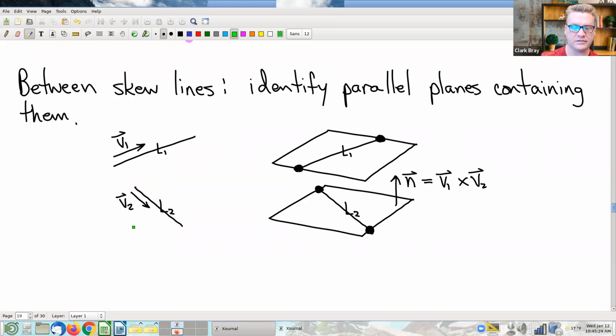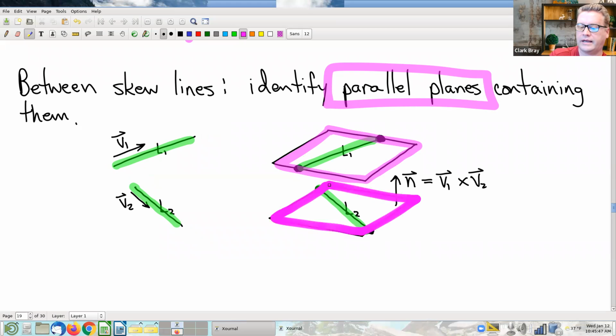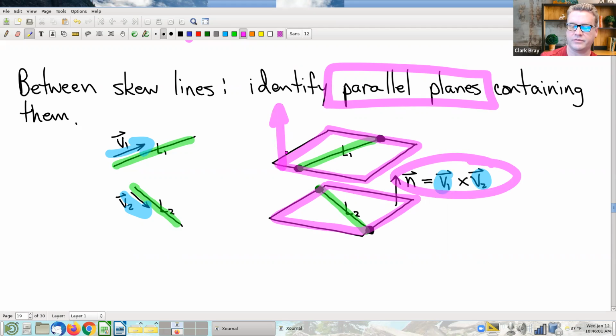Beautiful idea is as follows. Whenever you have two skew lines, they are always inside of parallel planes. And how do I know they're inside of parallel planes? Well, I can take these two vectors V1 and V2, and I can cross them. And that resulting vector, which I can view as a normal vector, is perpendicular to both of the planes, and therefore perpendicular to both of the lines.